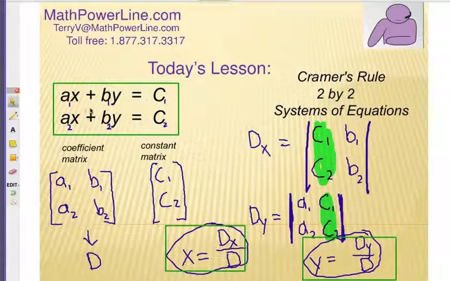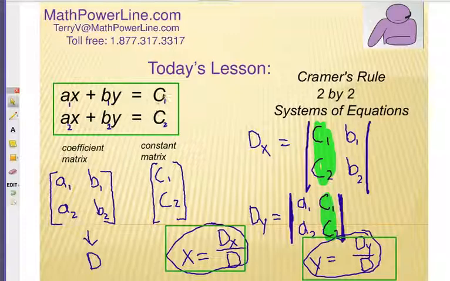A system of equations 2 by 2 means that I have 2 equations, 2 unknowns, x's and y's, symbolized here by these a's, b's, and c's. Now what we're going to do is take the coefficients of those 2 equations and write them in a 2 by 2 matrix. It looks like this. We're going to find the determinant of that matrix, and we'll call it D, capital D.